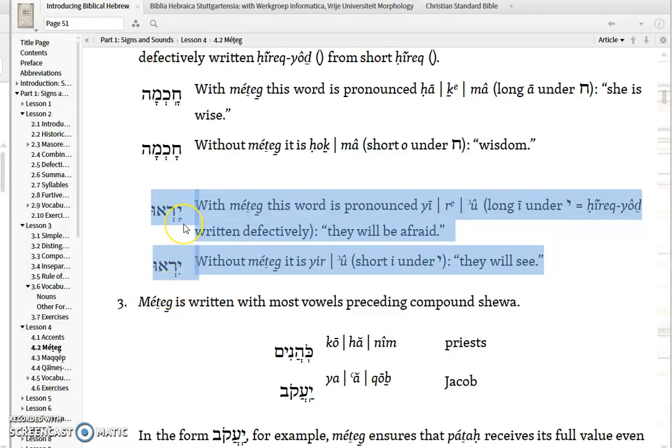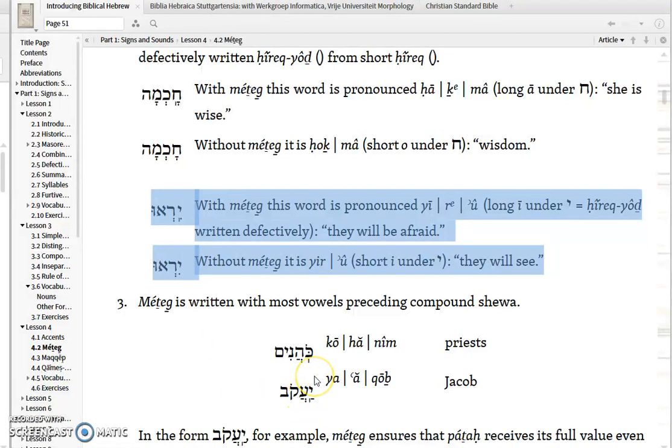The form with the metheg, you could actually write a yod in there and have a hirik yod vowel letter. That would be the plain spelling of it. But in this case, it's spelled defectively, and they put the metheg in to tell you, oh, don't confuse that with the root ra'ah, meaning to see. That's actually from yareh, which means to be afraid.